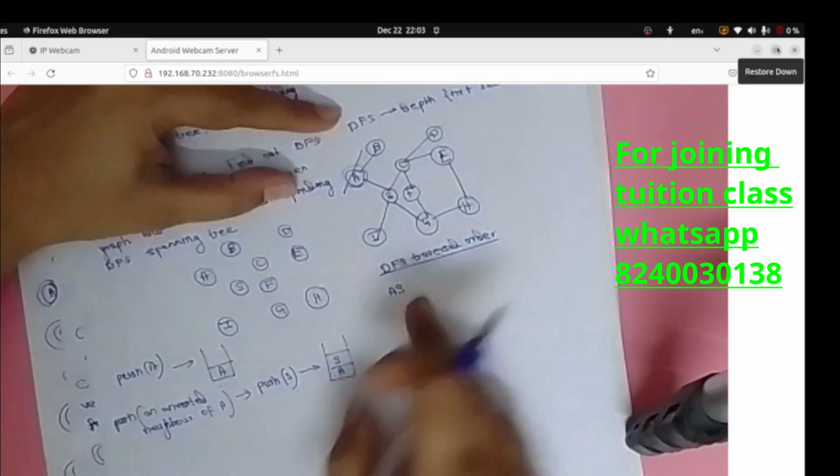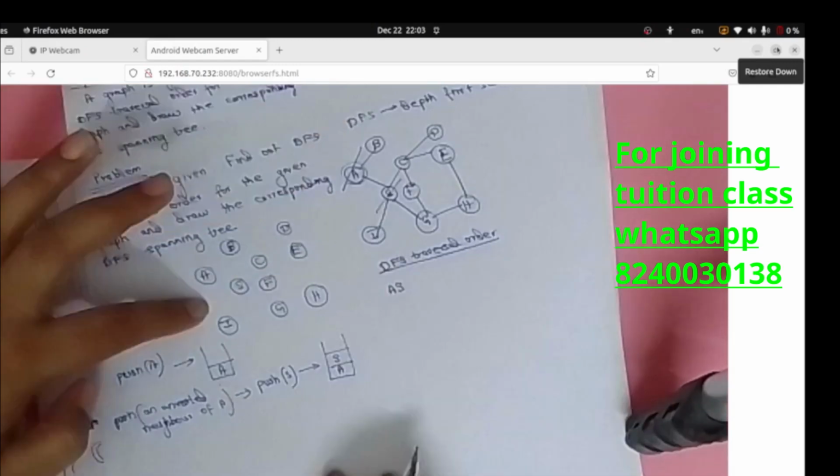And in this depth first search, what will be the changes in the depth first spanning tree? An unvisited neighbor of A is S. So when there is a push operation, we will move from A to S.